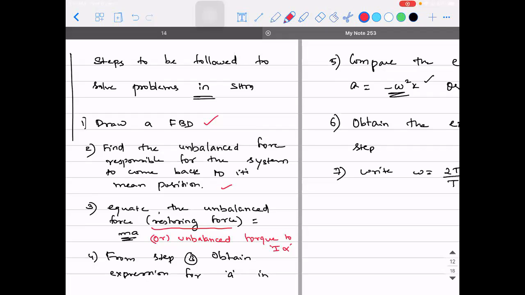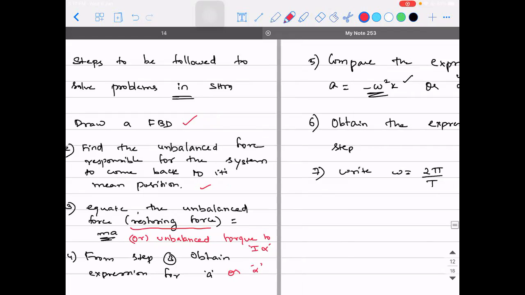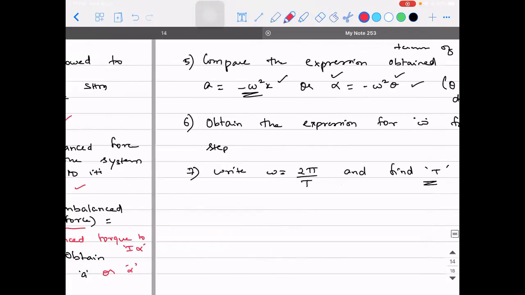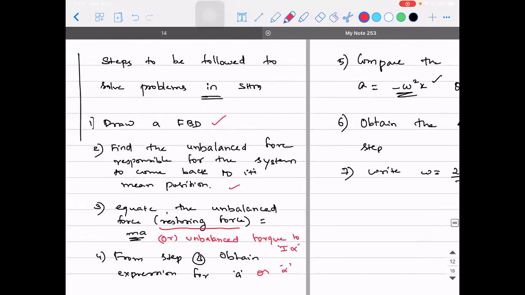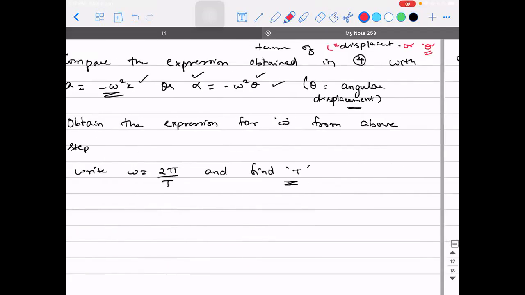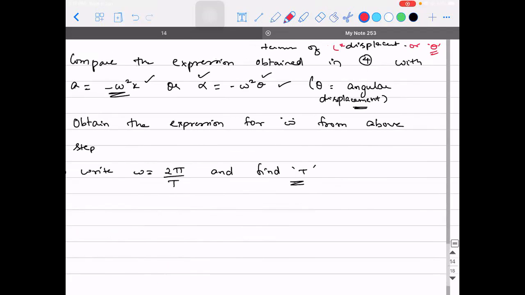From step 3, obtain the expression for a, or alpha, in terms of displacement or theta. Please make note: when I say displacement, it is in terms of x; when I say theta, it is in terms of angular displacement. So I'm repeating the step. Please add this point: from step number 3, obtain the expression for acceleration or angular acceleration in terms of displacement or angular displacement.